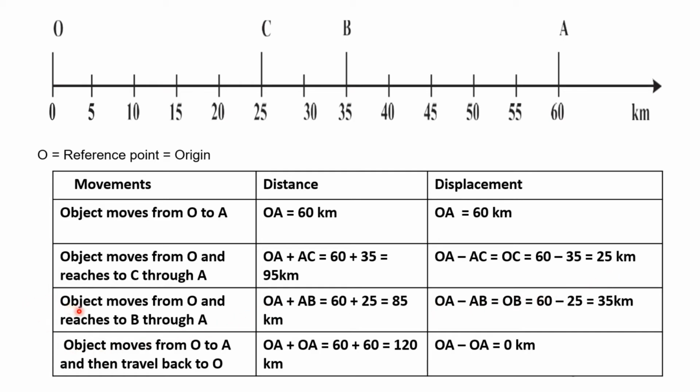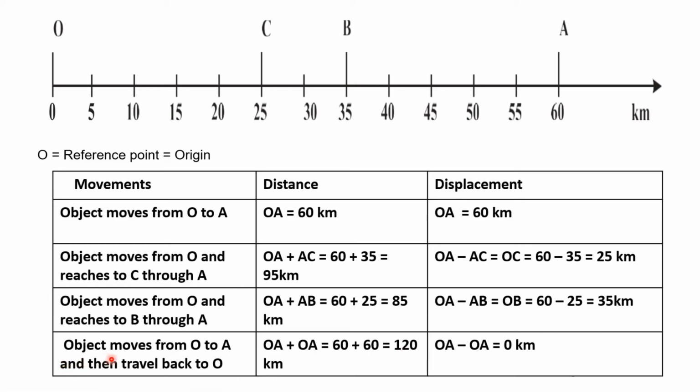Now next, the object moves from O and reaches to B through A. That means the distance traveled is like this. See over here. It is starting from O, coming to A and returning back to B. So the distance covered will be OA plus AB equal to 60 plus 25 comes out to be 85 km. Now what will be the displacement? Displacement will be OA minus AB, that means OB. OB is how much? It is given as 35 km.